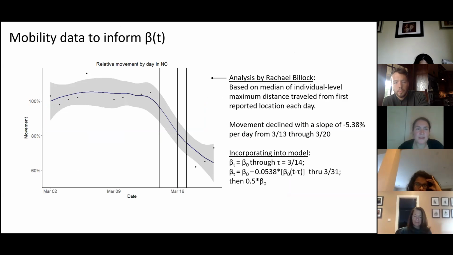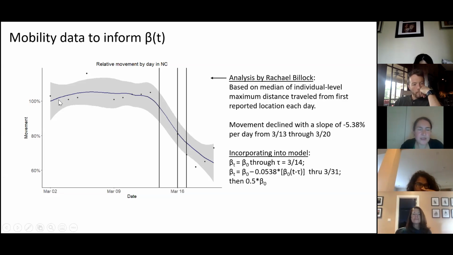You've probably seen them in news articles showing how much people are staying home versus not staying home. So we used those data to, without going too far in the weeds, look at how much less people were moving about over time at the very earliest stage of the epidemic. So this graph, which a colleague of mine, Rachel Billick, put together, represents how far people moved from their starting point each day over time.